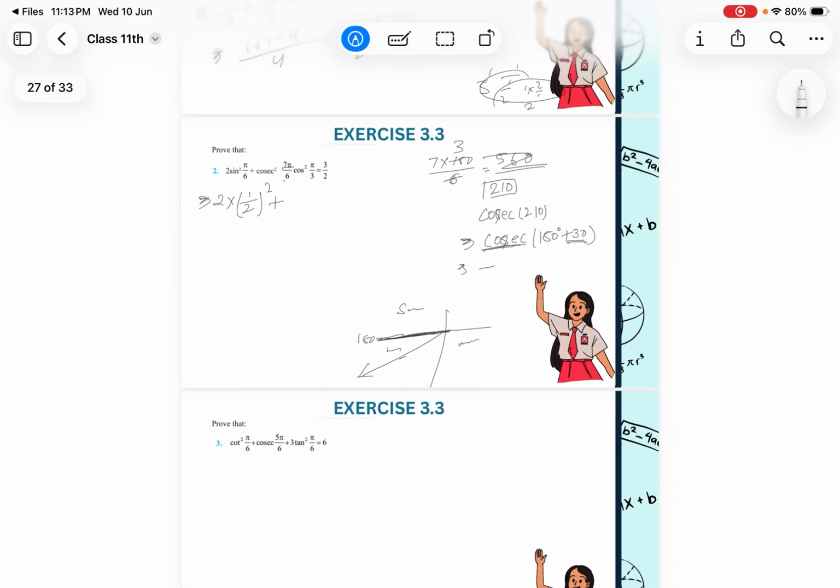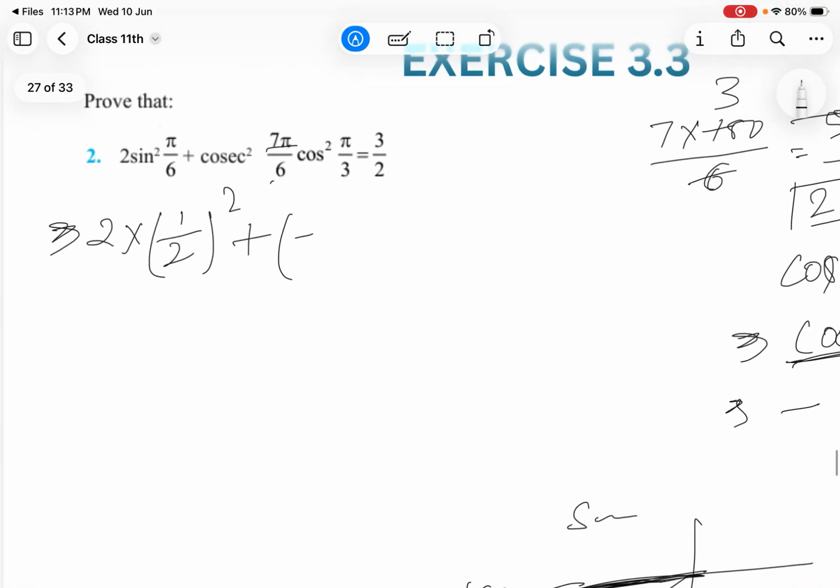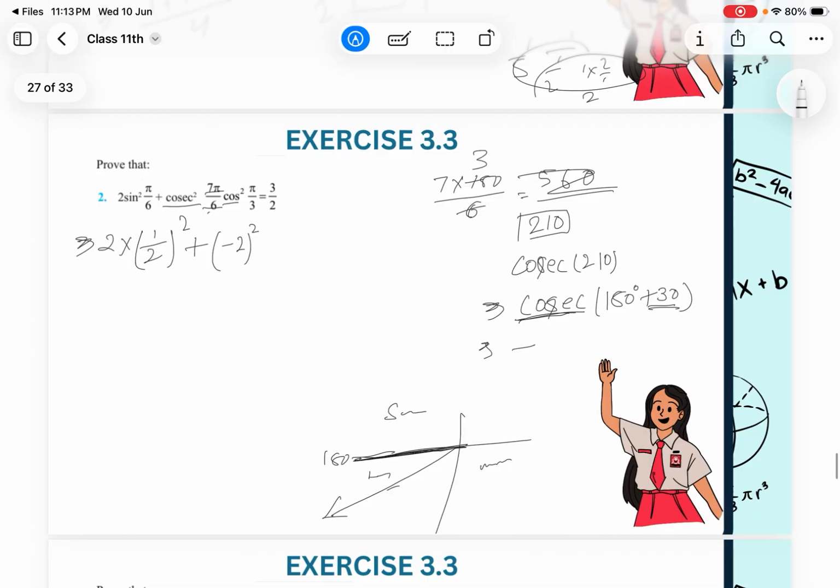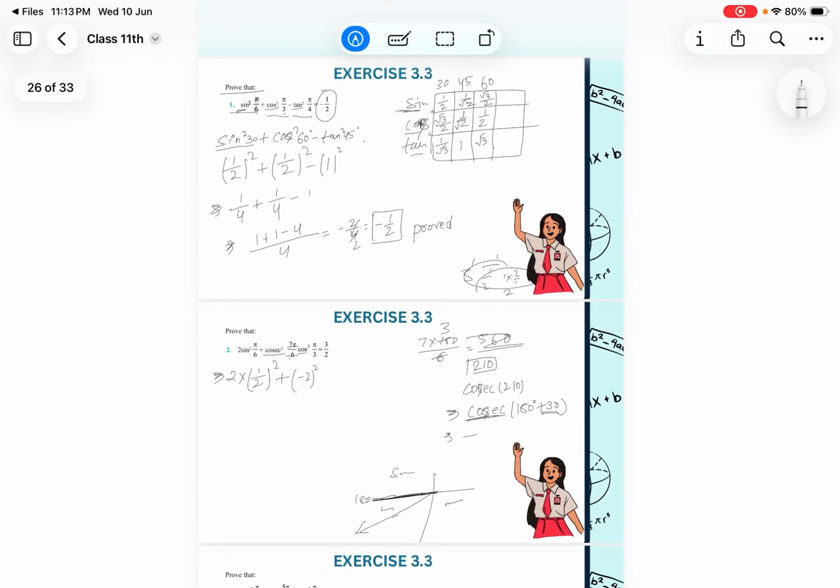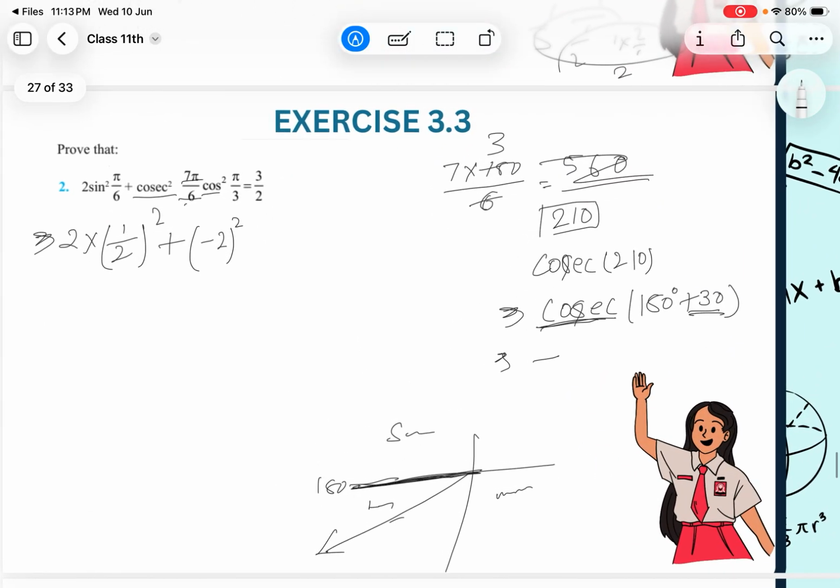So it will be minus 2 whole square, because we have cosec square 7 pi by 6, now into cos square pi by 3. So cos pi by 3, it means it is 60 degree. So what is the value of cos 60 degree? It is 1 by 2. So into 1 by 2 whole square.